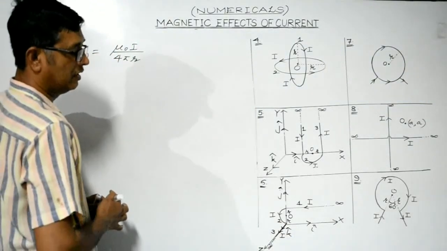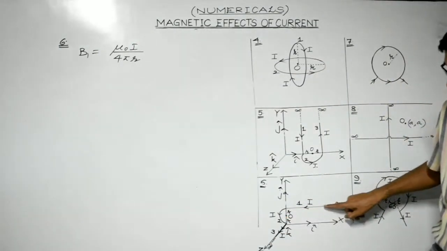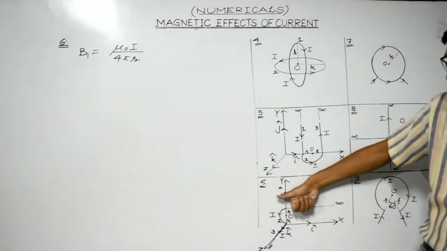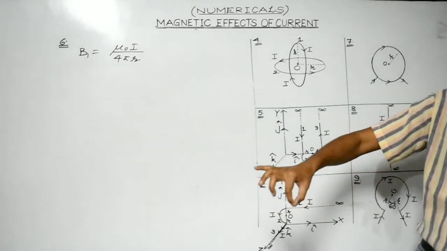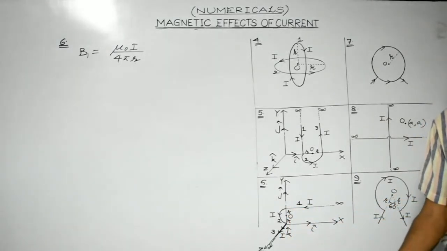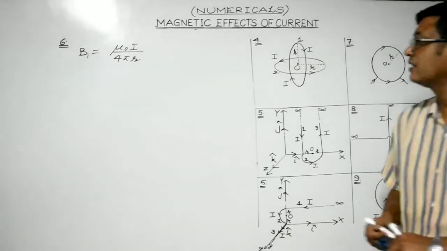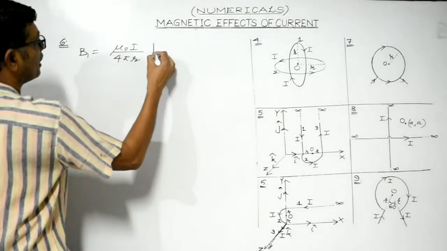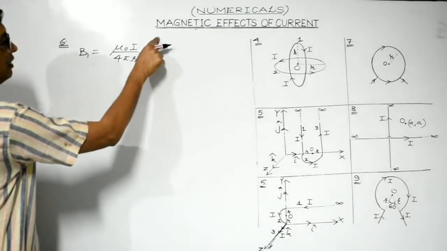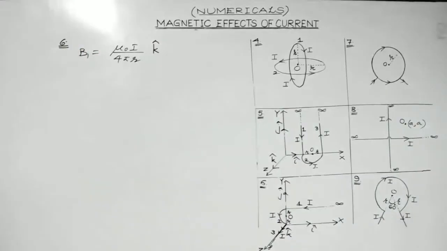So here, the direction of magnetic field at point O due to this first portion will be like this. From point O, the field lines will appear to come out. So at point O, the magnetic field will be directed along the z-axis, and the direction of the z-axis is represented by unit vector k cap, right? So it will be represented by mu naught I divided by 4 pi r k cap. This represents magnitude and this one will represent direction.